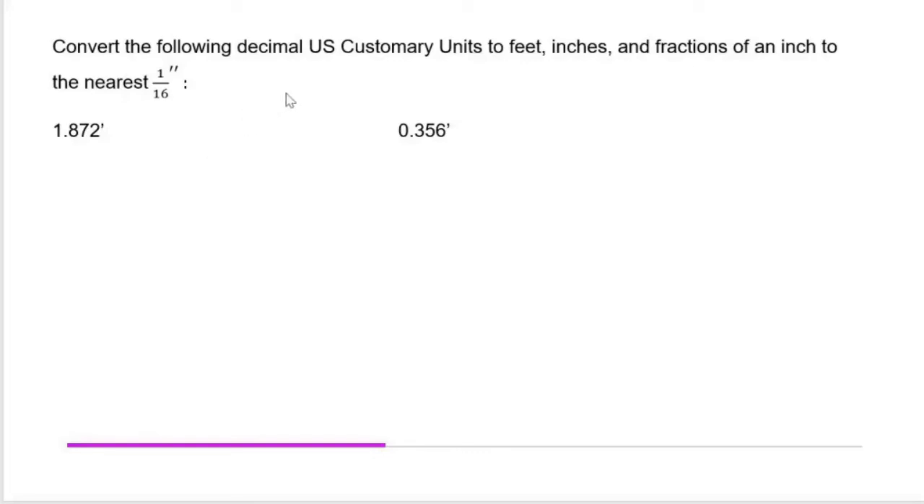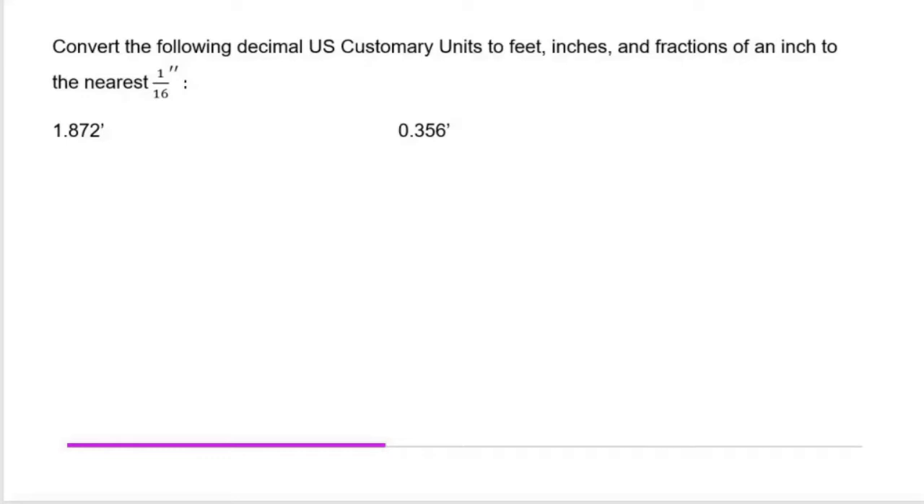Measurements in feet and inches are reported in two different ways, either as decimal feet, as they are in the question, or to the nearest feet, inches, and fractions of an inch, often to the nearest half, quarter, eighth, 16th. I think you get the idea. In this particular question, we've been asked to take these measurements, 1.872 feet and 0.356 feet, and convert each to feet, inches, and fractions of an inch, specifically to the nearest 16th of an inch.